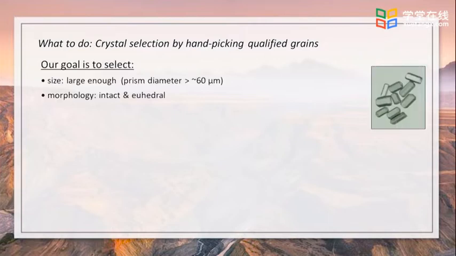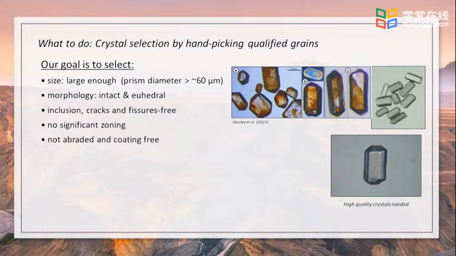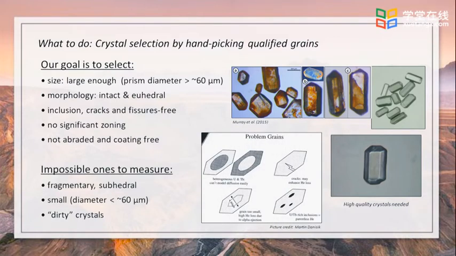Our goal is to select large enough, say prism diameter longer than about 60 microns, intact euhedral crystals. The crystals should also be free of inclusions, cracks, and fissures, with no significant zoning and no abrasion or coating. Those fragmentary, subhedral, too small, or dirty-appearing grains are impossible ones to measure and should be avoided.